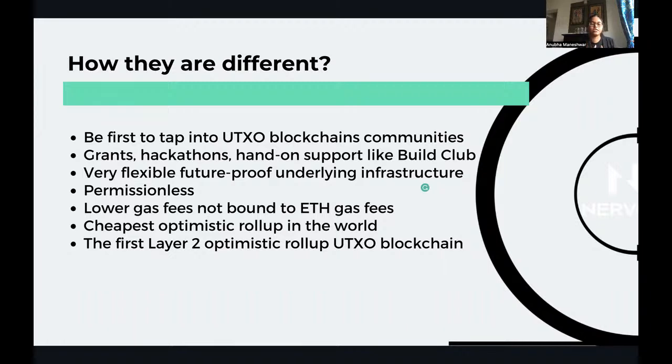So if you join us, the community, as a builder, you will be tapping into the UTXO blockchain community, which is one of the first. You will be getting a lot of grants, hackathon support, and hands-on support in programs like Build Club. You will be working on future-proof infrastructure, which is permissionless, and you will be working on the first layer 2 optimistic rollup, which has UTXO blockchain.